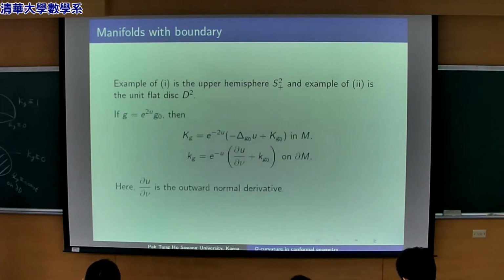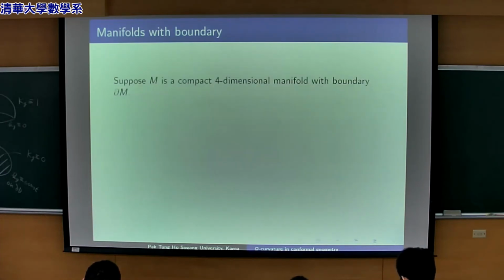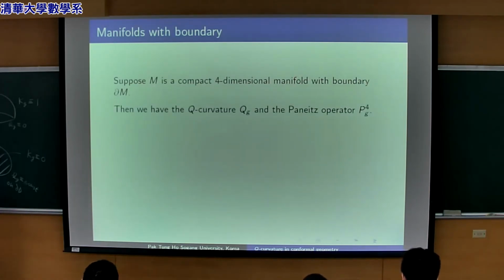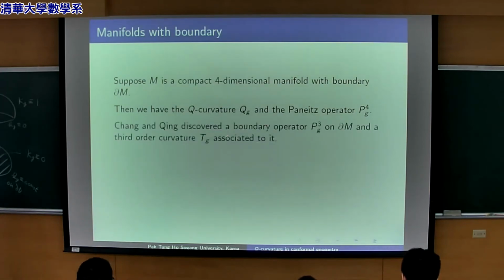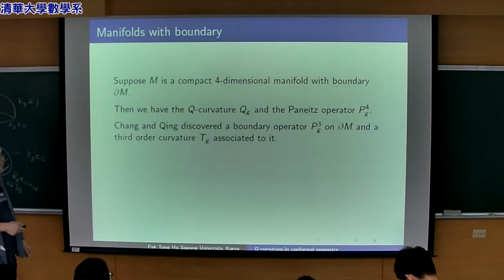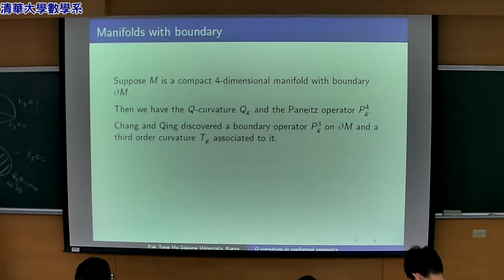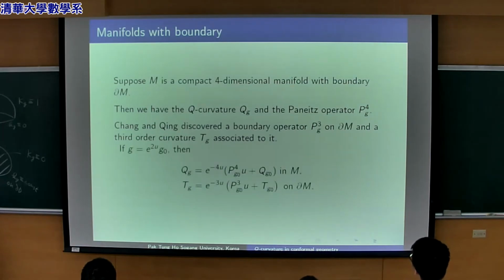Once again, you can state this as a theorem in PDE. Similarly, we can generalize this to higher dimension. For example, if M is a four-dimensional manifold with boundary, then in the interior you still have Q-curvature, but this time on the boundary you have something called P3, which I don't have time to define. This was introduced by Alice Chen and Ting-De, and once again it changes very nicely conformally.